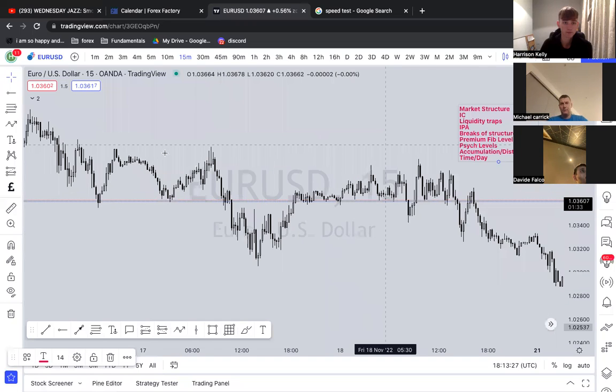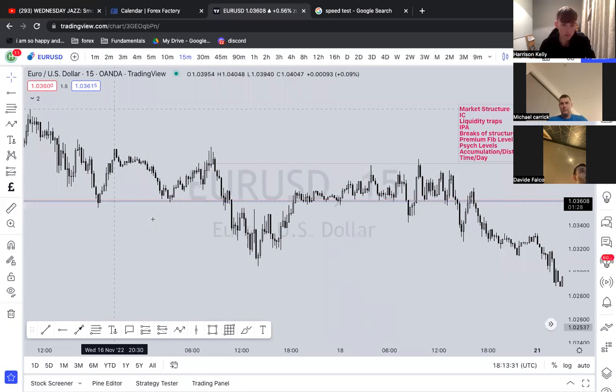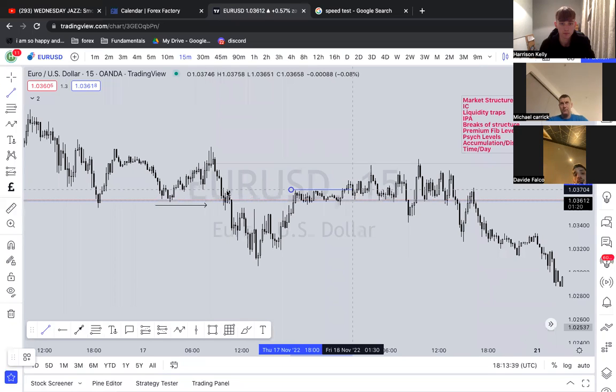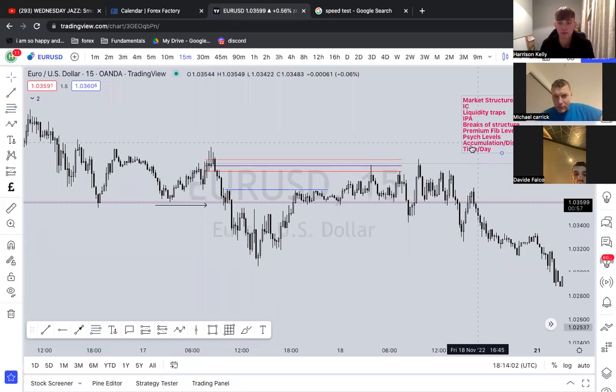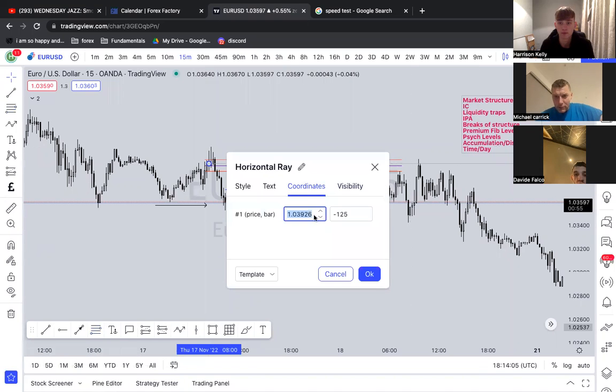So this is a better example because we've got more confirmations. So institutional candle, break structure, liquidity. So we've got liquidity build up here. Any questions as well, guys? I can't see the chat, so I'll just go off it. Cool. So yeah, liquidity, imbalance, there's an imbalance there. Break structure, premium fib, psychological level. So now I can round this.